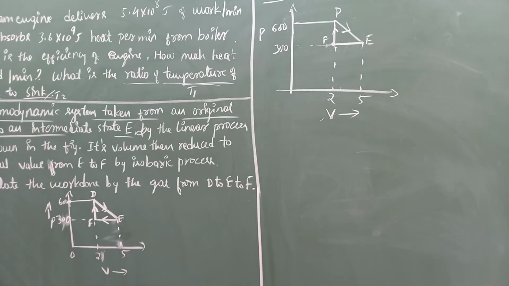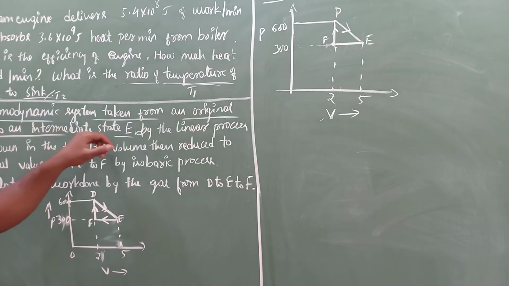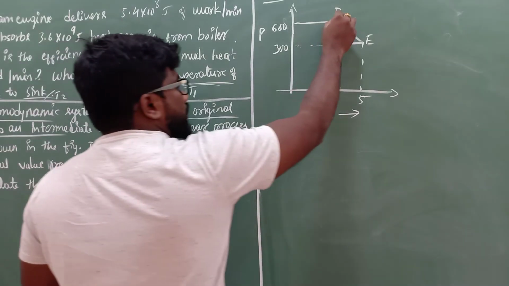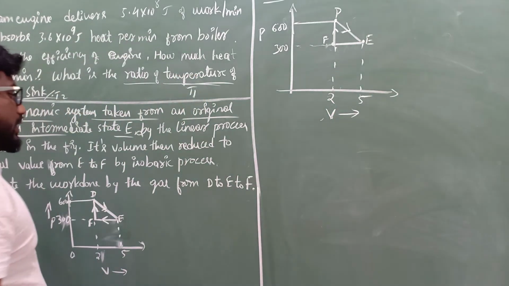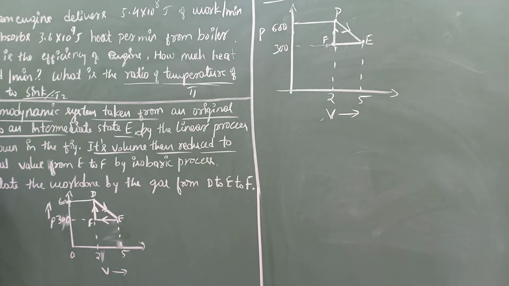Now read the question. The system is taken from an original state to an intermediate state E by a linear process as shown in the figure. So it is taken from this particular point D to this particular point E. Next, its volume is then reduced to the original value from E to F.